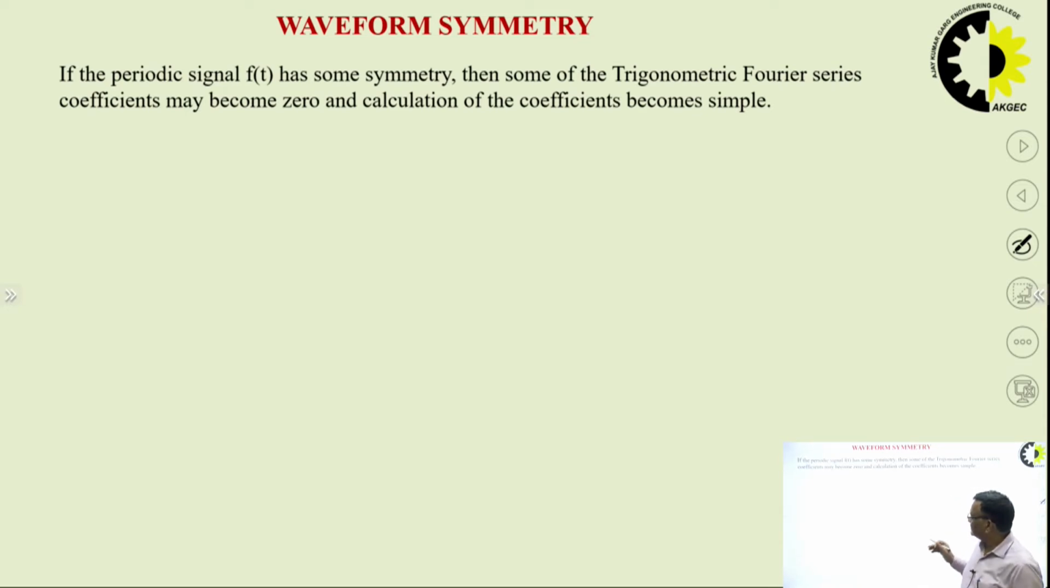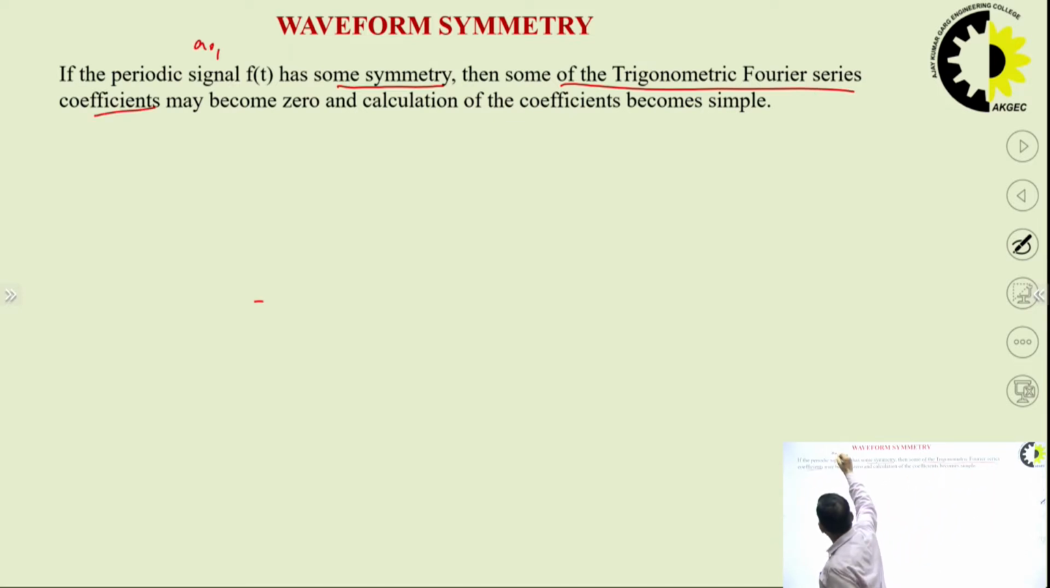If the periodic signal has some symmetry, then some of the trigonometrical Fourier series coefficients, that is your A0, An and Bn, may become 0, and calculation of the coefficients becomes simple. So this is the importance of the waveform symmetry. If we are able to identify the waveform symmetry in a given signal, then some of the coefficients may be 0. So the expression of the trigonometrical form of Fourier series becomes simple.